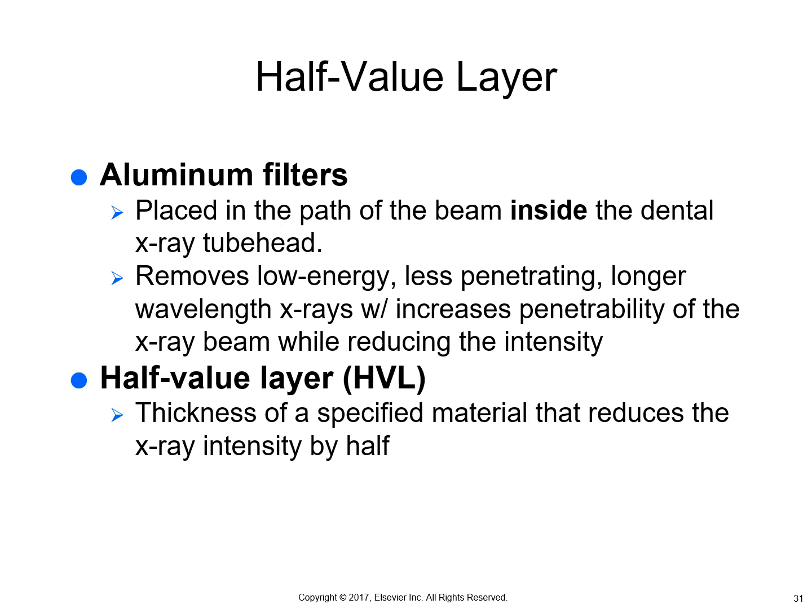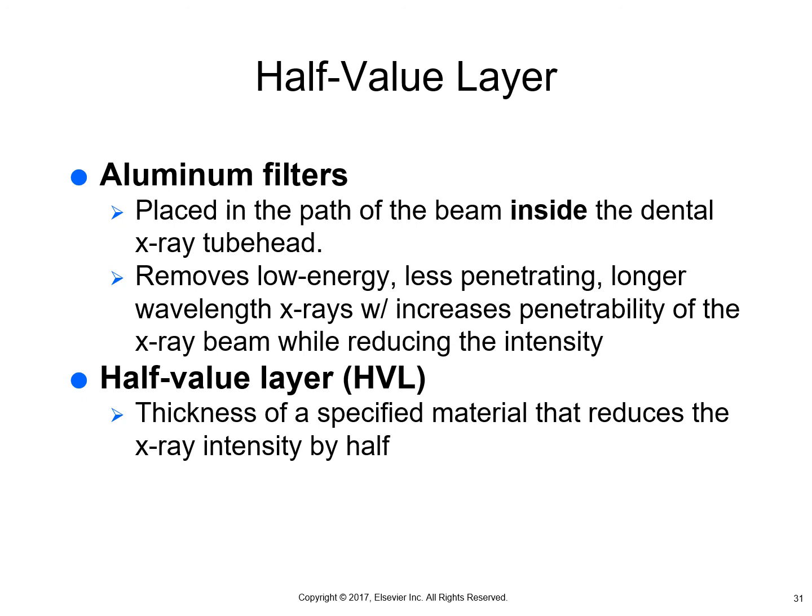When we were talking about the tube head and everything that's placed within the tube, remember we talked about the aluminum filters and how aluminum allows some of the X-rays through, whereas lead allows none through. So the aluminum filters are placed actually inside the tube head in the path of the beam, and they are going to remove those low energy, less penetrable, long wavelength X-rays that only contribute to scatter. So we want to reduce those, and we want to have a really nice, strong, penetrable beam. Think of it like survival of the fittest. We want the strongest ones to make it through.